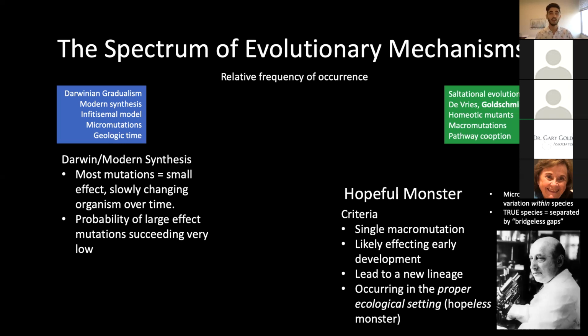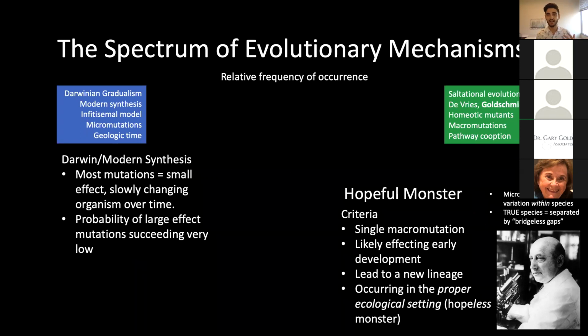Goldschmidt himself admitted a lot of these mutations would either be lethal upon occurrence or would occur at the wrong place at the wrong time. But at the right place, at the right time, with the right change, you could have a hopeful monster as opposed to a hopeless monster.